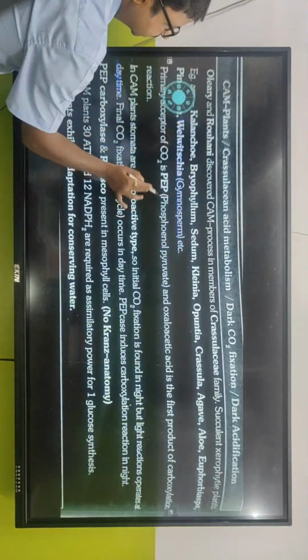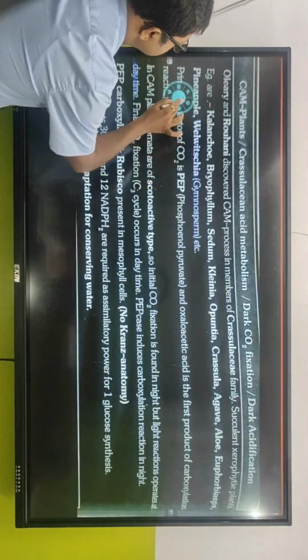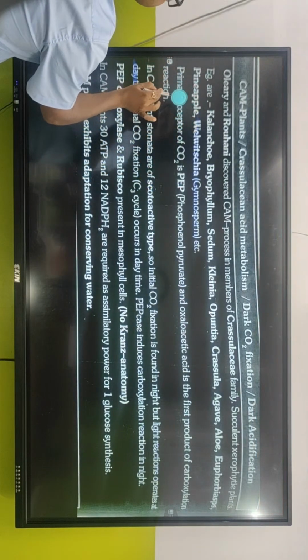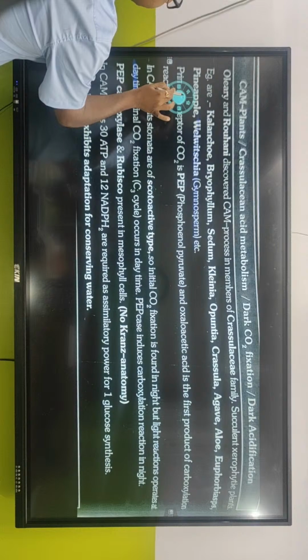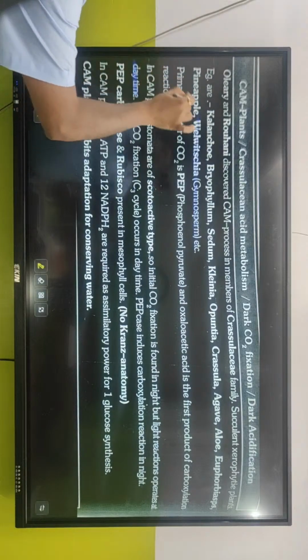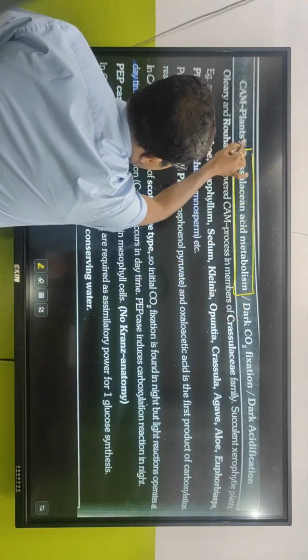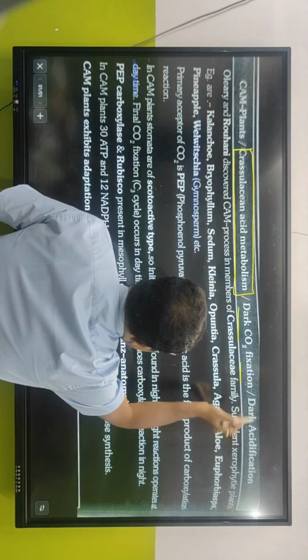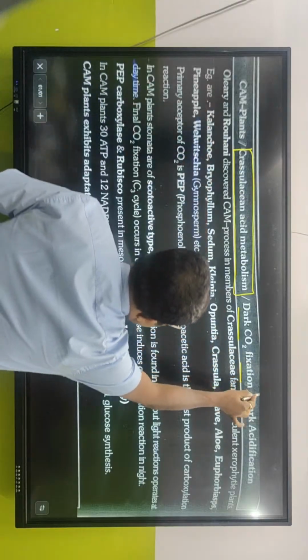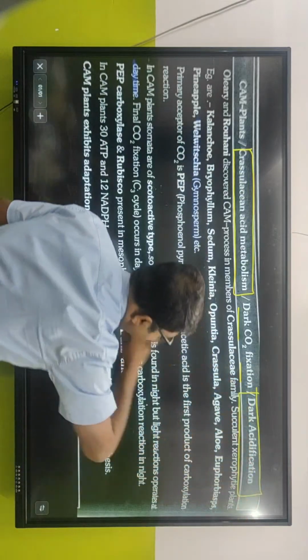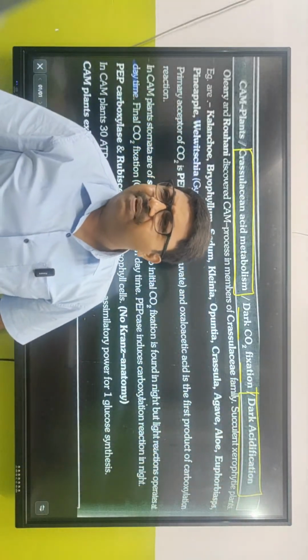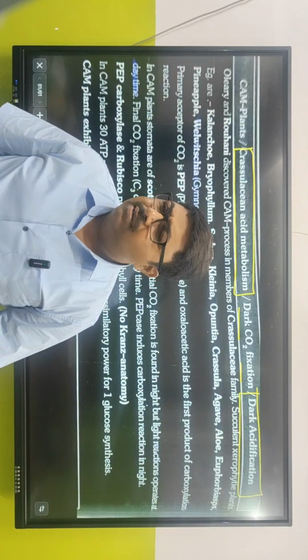In CAM pathway, Crassulacean acid metabolism, dark carbon dioxide fixation or dark acidification. What is the meaning of dark acidification? Malic acid তৈরি হওয়া, it's called acidification.